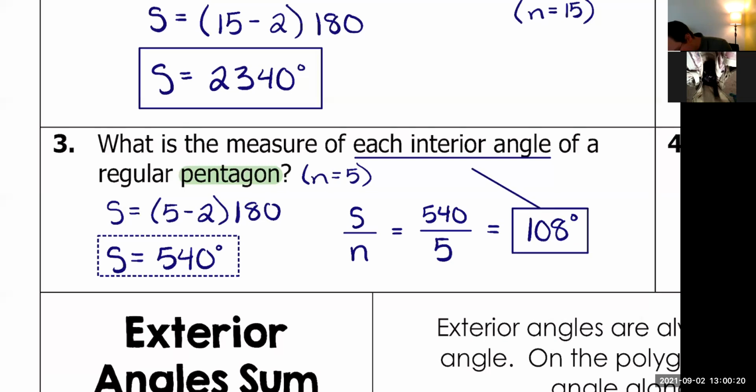So I would say each angle is 108 degrees. 5 of them together make the total of 540 degrees.